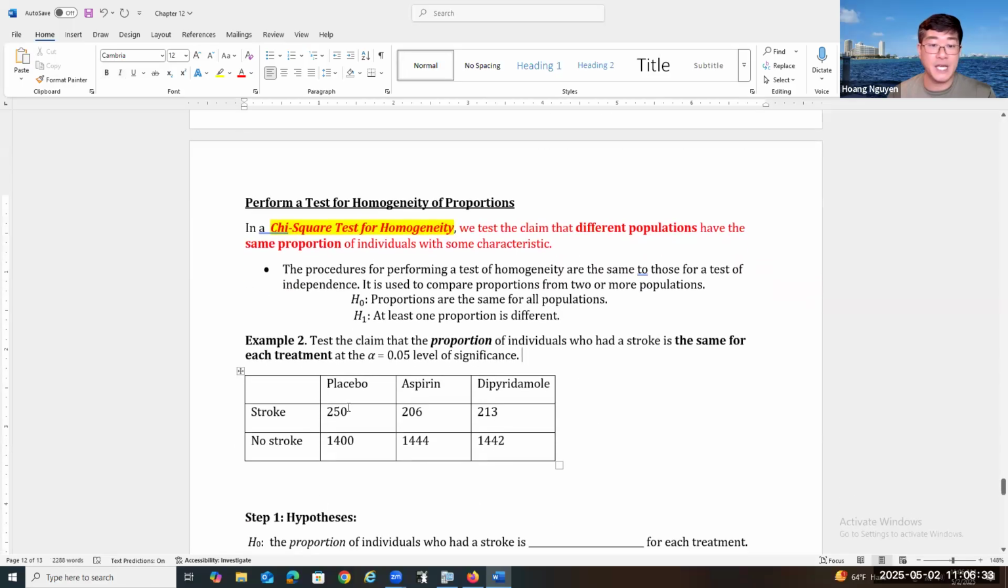Okay, so we are given a table: placebo, experience, and this kind of medication. This is the number of people with stroke, and this is the number of people who had no stroke after they take the medication.